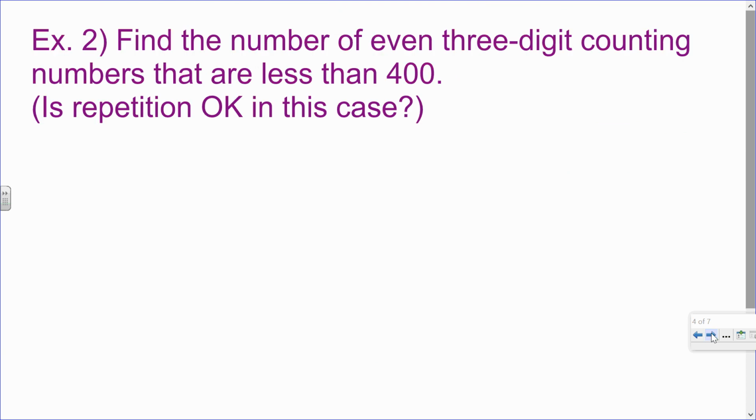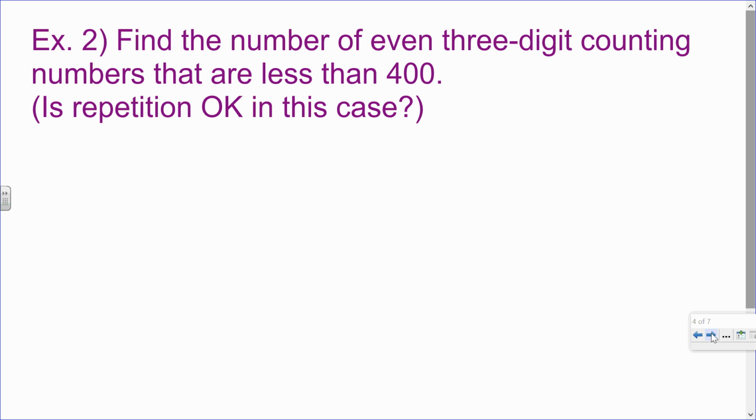Okay. Now we want to find the number of even 3-digit counting numbers that are less than 400. And first question for you, can I repeat? Would something like 222 fit that description? So I could repeat 2 or some other numbers possibly. So repetition's okay. So actually I have 2 restrictions I do need to worry about. Who can tell me one of those 2 restrictions?